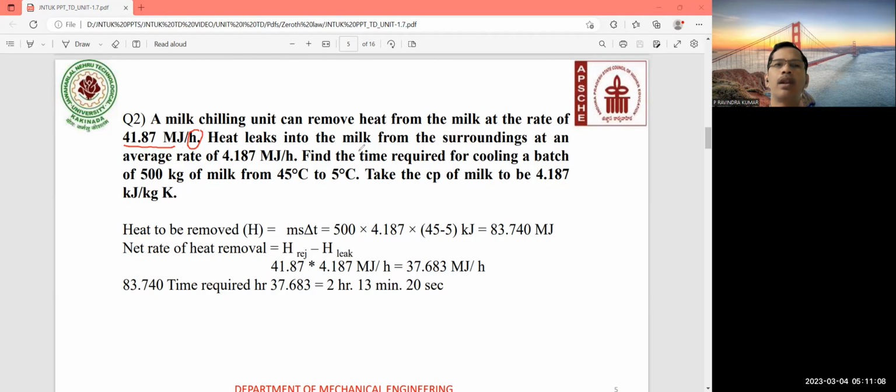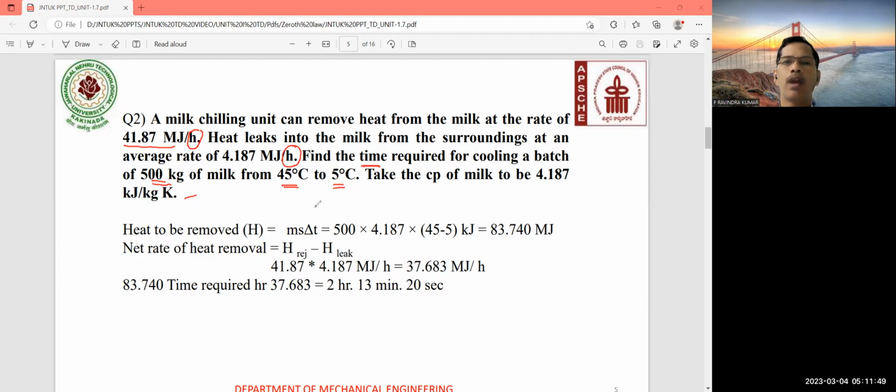Heat leaks into the milk from the surrounding. That means heat is going to enter into the milk from the surrounding at an average rate of 4.187 megajoule per hour. Find the time required for cooling a batch of 500 kg of milk from 45 degrees centigrade to 5 degrees centigrade. Take the specific heat of the milk to be 4.187 kilojoule per kg Kelvin.